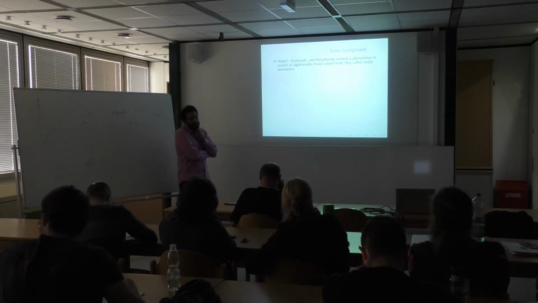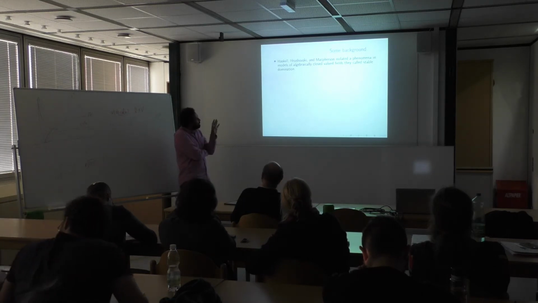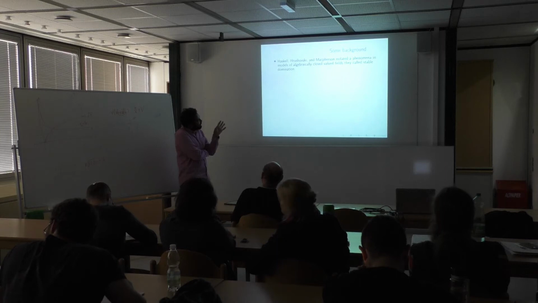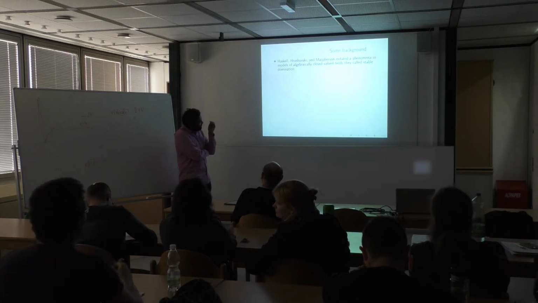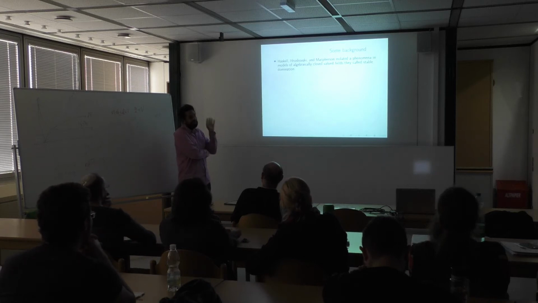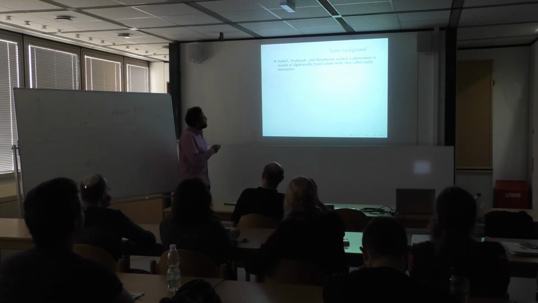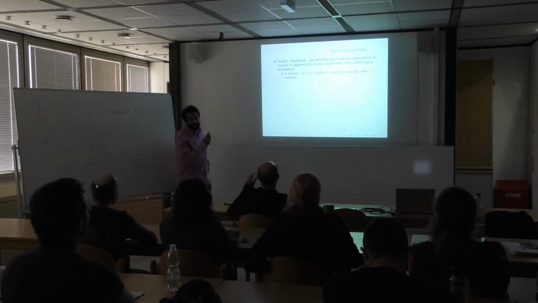Okay, so, as I said, people started thinking about algebraically closed valued fields, and there's a phenomenon that they noticed that they called stable domination. And this looks absurdly complicated, and most of the rest of the talk is just going to be me trying to convince you that it is actually sensible. Okay, so first I have to say what stable is.